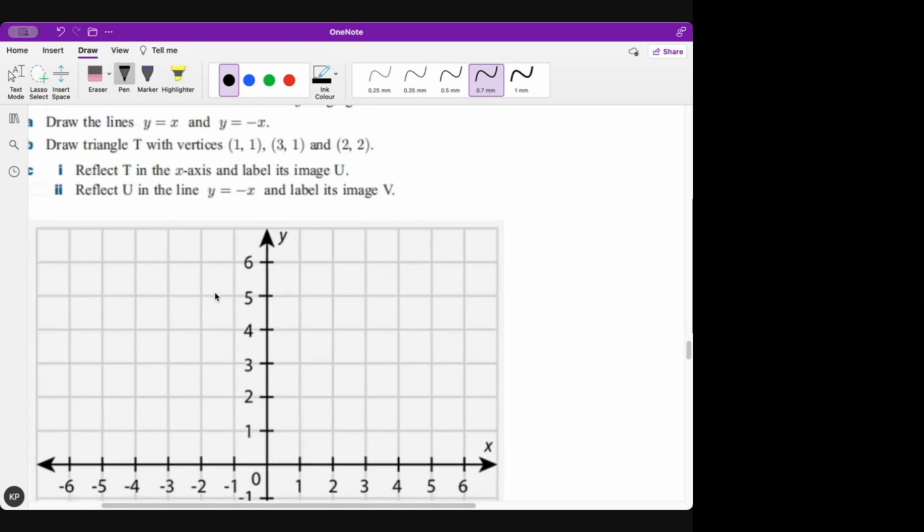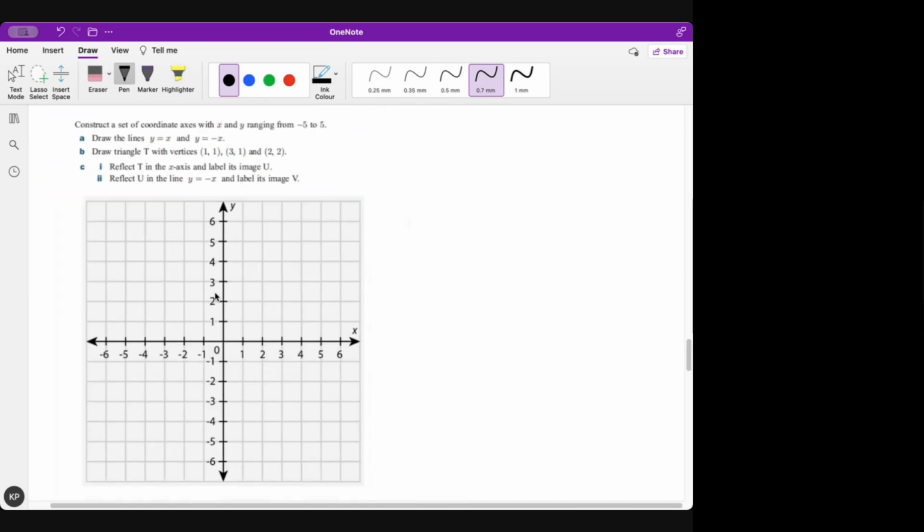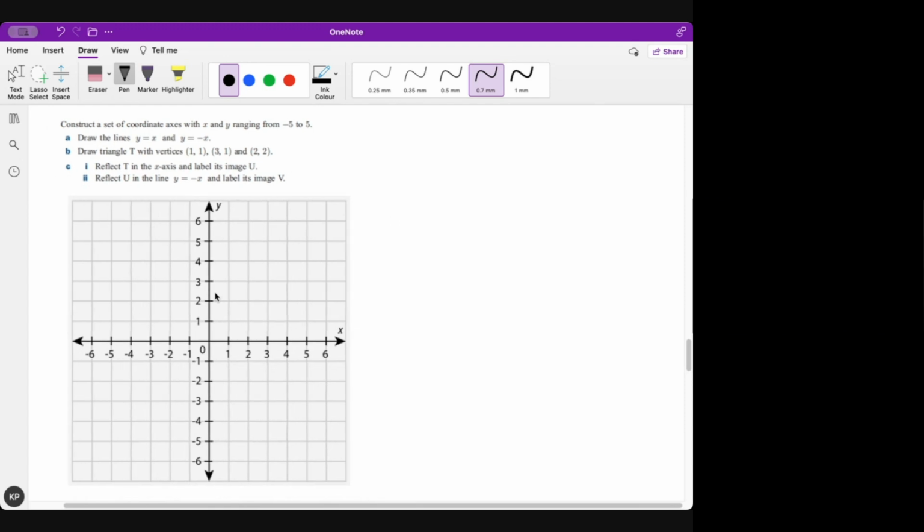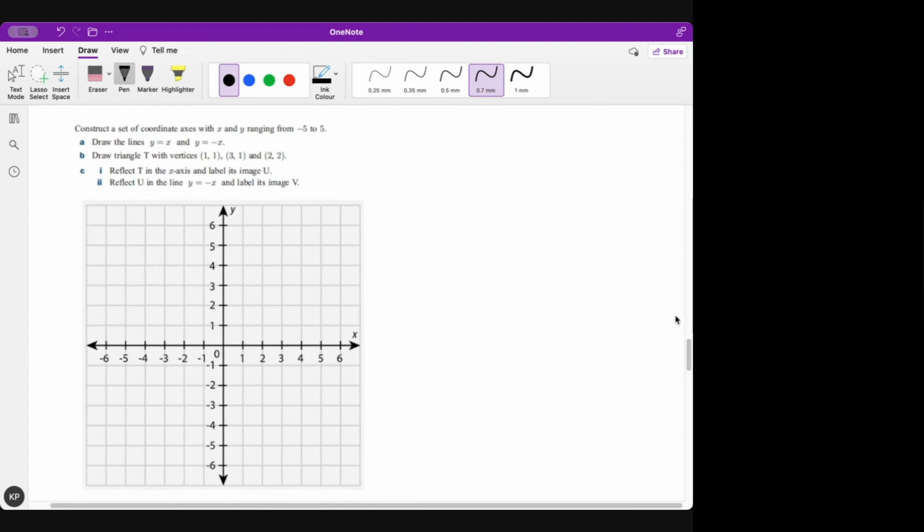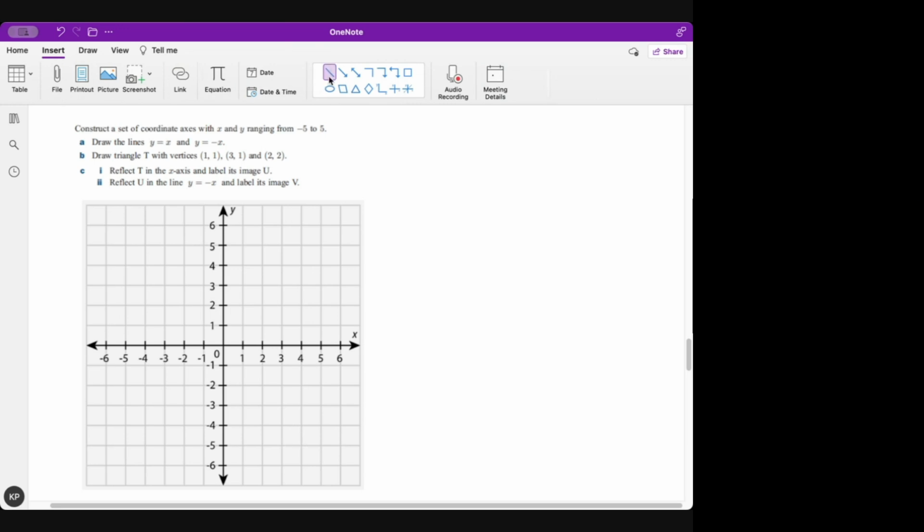Great. Now, we're going to practice this whole shenanigans with an actual shape because, obviously, we're not just going to be reflecting points. We're going to have to know how to reflect entire shapes. So draw the line y is equal to x and y is equal to negative x. Now, I'm going to draw in y is equal to x first before we speak about the line y is equal to negative x. Now, I need to make sure that I'm drawing a straight line here.